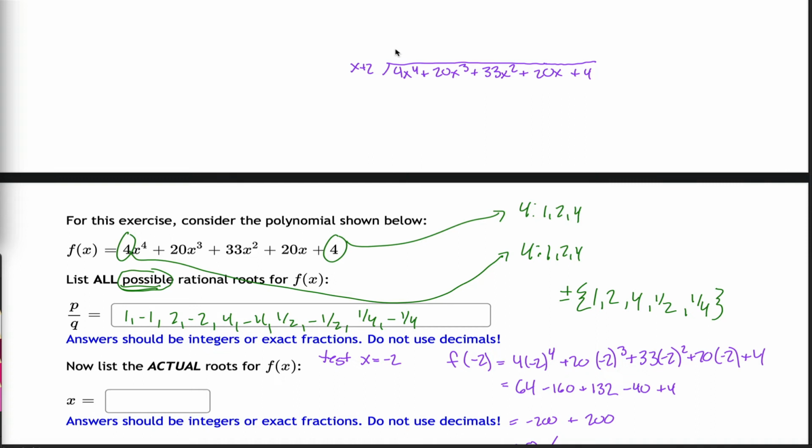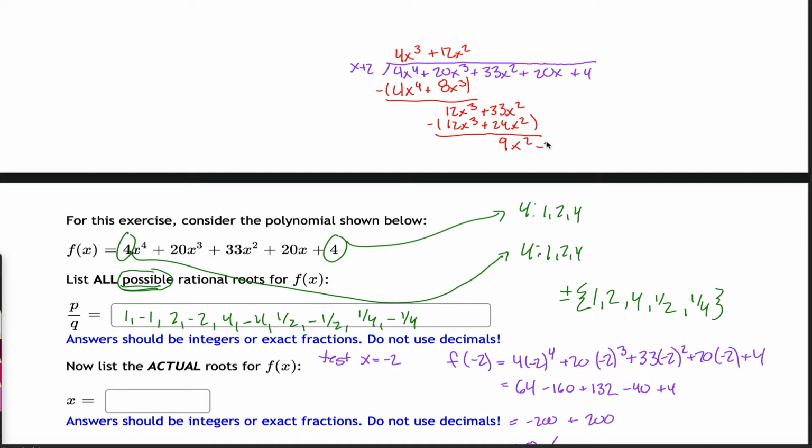Anyways, I want to get rid of this 4x to the 4th, so I'd stick a 4x cubed up here, because 4x cubed times x plus 2 gives me 4x to the 4th plus 8x cubed. And then I subtract. First column goes away. Good. I'm doing everything right. 20 minus 8 leaves me with 12x cubed, and I bring down a column, 33x squared. I want to get rid of this 12x cubed. Stick a 12x squared up there. That'll give you 12x cubed plus 24x squared when you take this and multiply it by this. And you subtract again. Leftmost column goes away. That's good news. 33 minus 24 sounds like 9x squared to me.